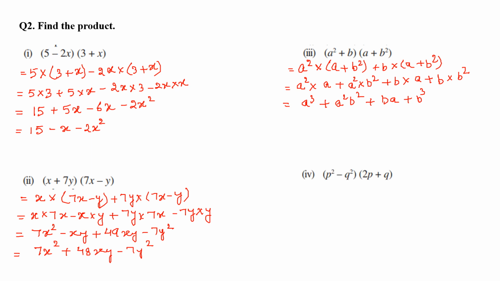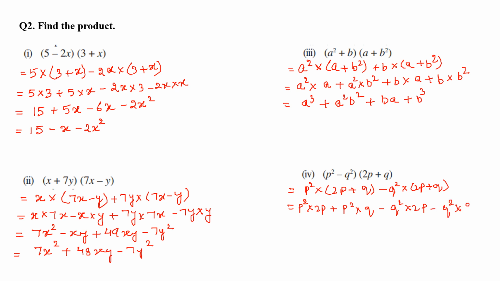Now fourth question. Now if you already know the steps, please pause the video and solve by yourself, and then later on you can check the answer. So p square multiply with 2p plus q, then minus q square multiply with 2p plus q, then p square into 2p plus p square into q minus q square into 2p, and as before bracket minus sign, so here also sign will change. So minus q square into q.